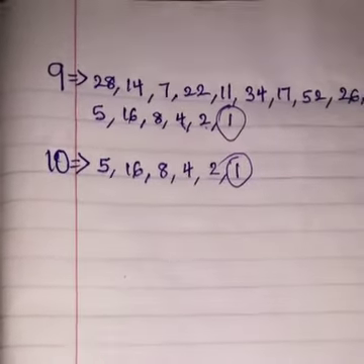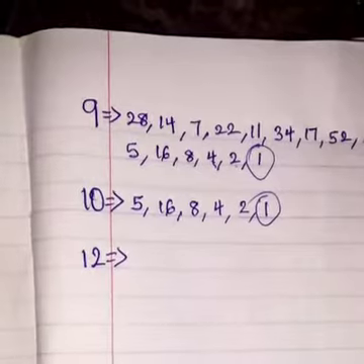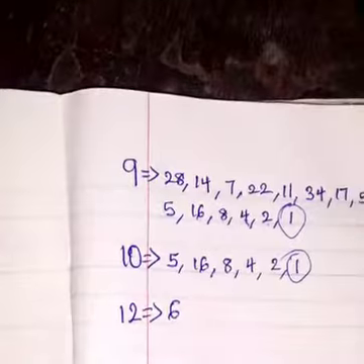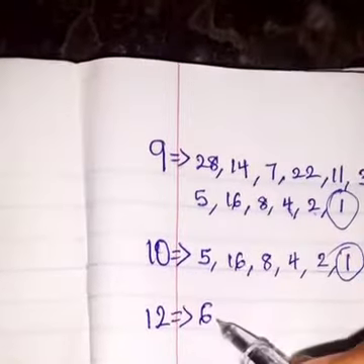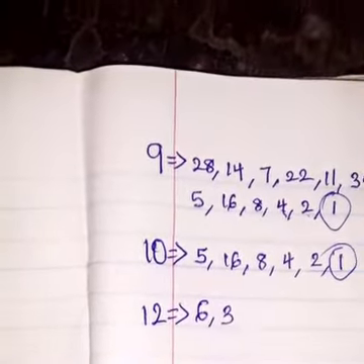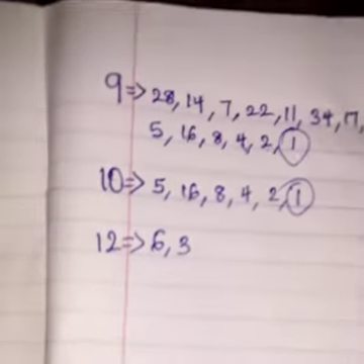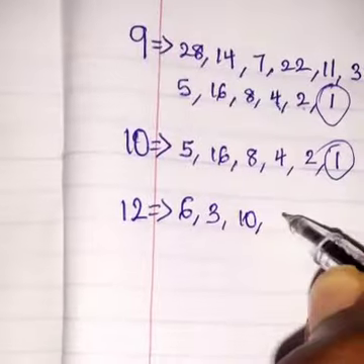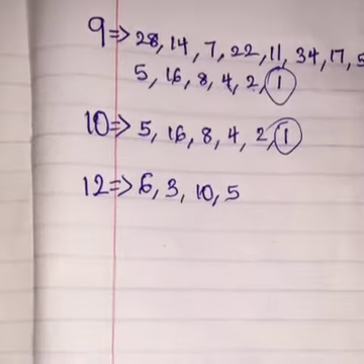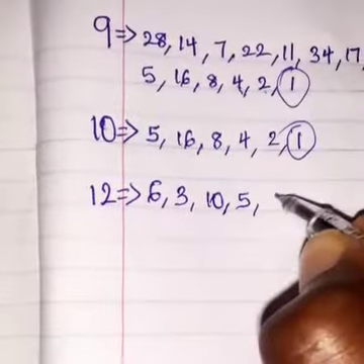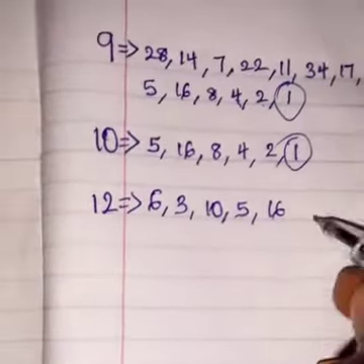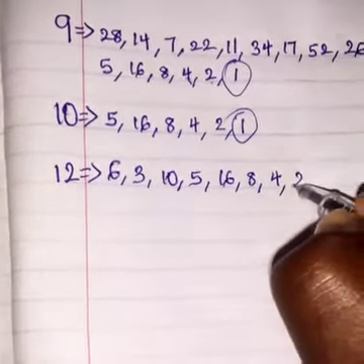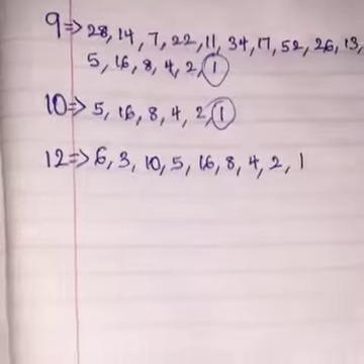Another number. Here we have 12. 12 is even, so we will divide it by 2. We have 6. 6 is also even. When you divide it by 2, you have 3. 3 is odd. Multiply it by 3. We have 3 times 3 is 9. 9 plus 1 is 10. 10 is even. So when you divide it by 2, you have 5. 5 is odd. 5 times 3, 15 plus 1, we have 16. 16 divided by 2, we have 8. 8 divided by 2, 4. 4 divided by 2, 2. 2 divided by 2, 1.